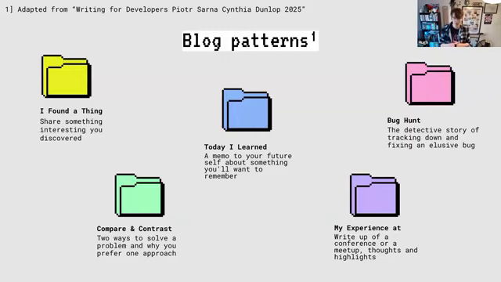Some other great examples are compare and contrast, so thinking about two ways to solve a problem and why you might prefer one approach. A bug hunt. So perhaps you're working on a project or an exercise and there's a bug and you have to track it down and figure it out. Sharing that journey and how you solve that problem is both useful for your own learning, as I mentioned before, but is also a great way of engaging with other people because you're sharing how to fix a problem and people really appreciate that, I often find.